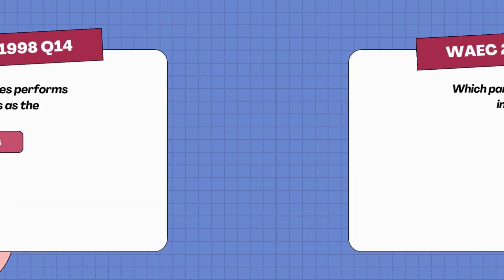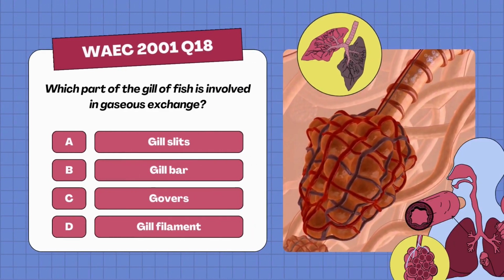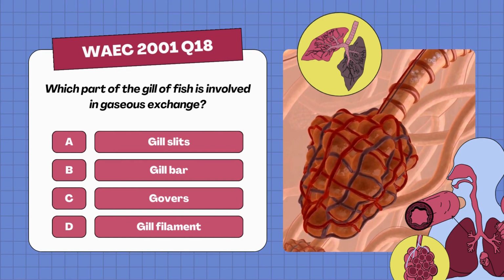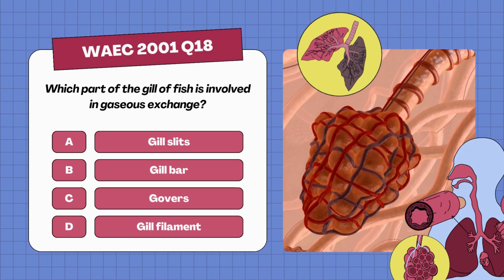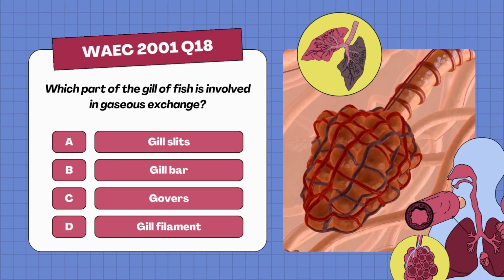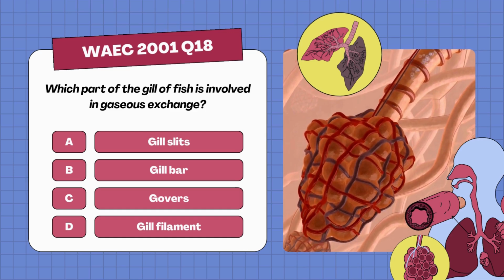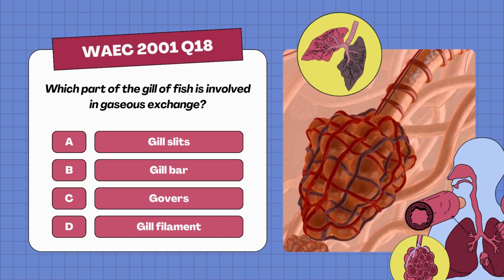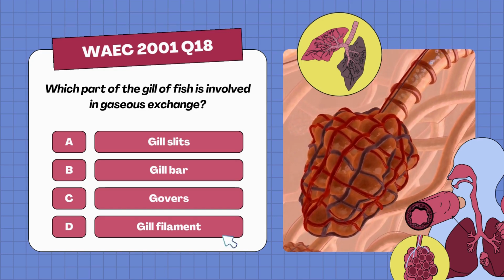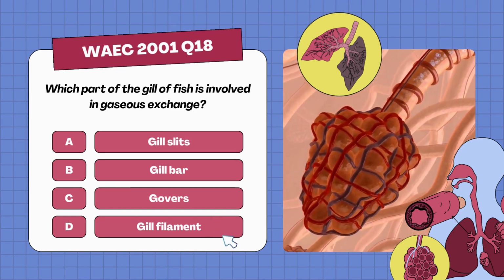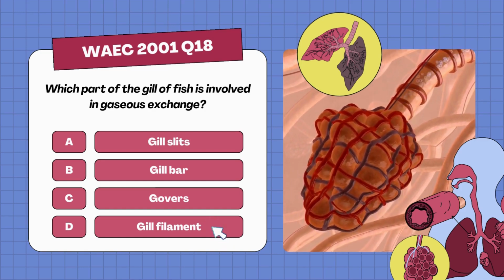Next question, question 18 from 2001. Which of the parts of the gills of fish is involved in gaseous exchange? A. Gill slit, B. Gill raker, C. Gill covers, and D. Gill filament. What do you think is the answer? The correct option is option D, gill filament. Gill filaments help in gaseous exchange in fishes.